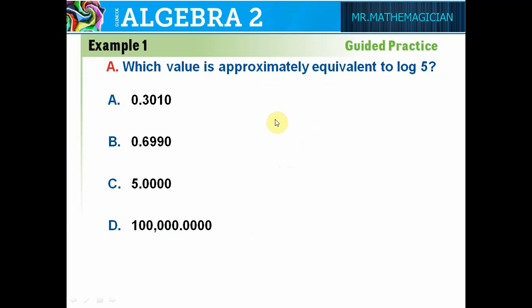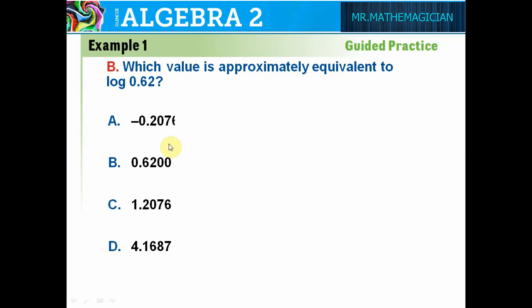Now it's your turn to solve. Use your calculator quickly, press log 5 and the answer will appear as, yes, it will be B, 0.6990. Also use your calculator to find log 0.62 and the answer will be, yes, it should be A, negative 0.2076.